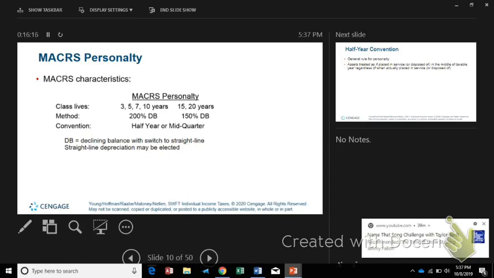Okay, so MACRS. So we have several different classes of life. We have 3, 5, 7, 10, 15, and 20. And for 3, 5, 7, and 10, we use what's called double declining, so 200%. It's twice the value we're going to decrease it at, or decline it at. For 15 and 20, we use 150%, so 1.5 times we're going to depreciate it at the value. And you can use half-year or mid-year. All right, double declining can switch to straight line, and then straight line may also be elected at any time.